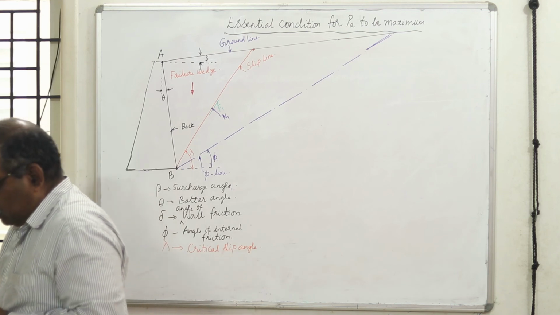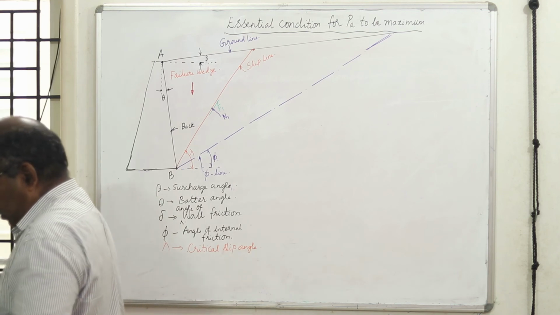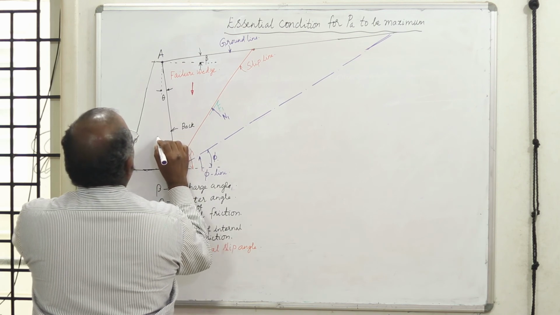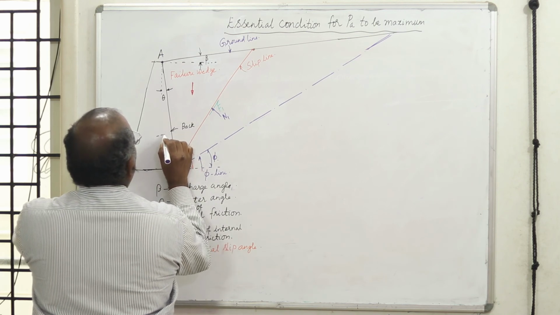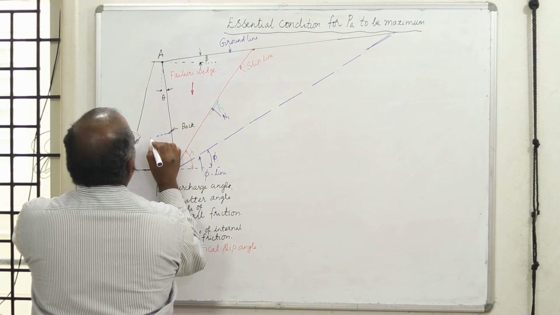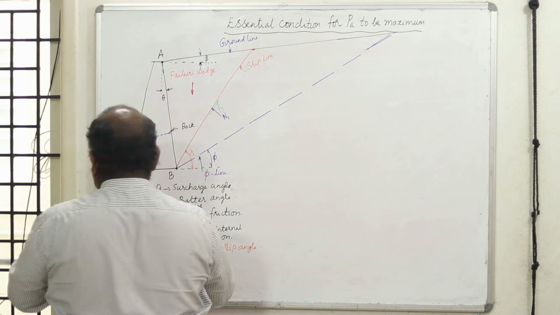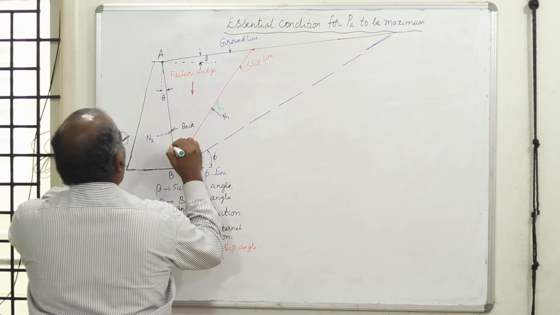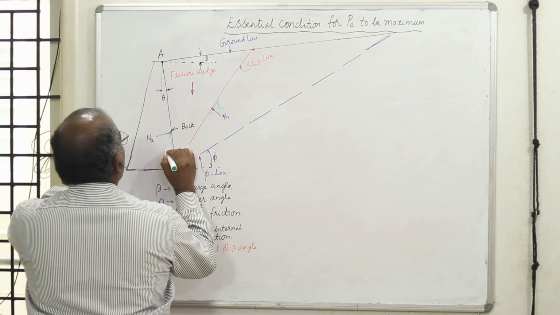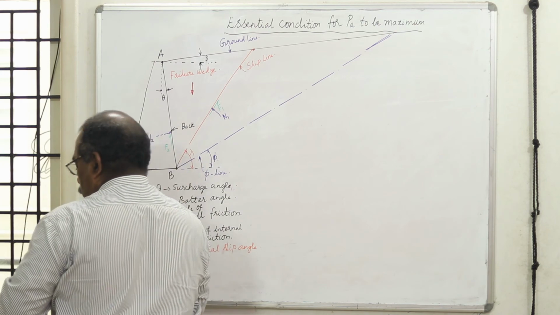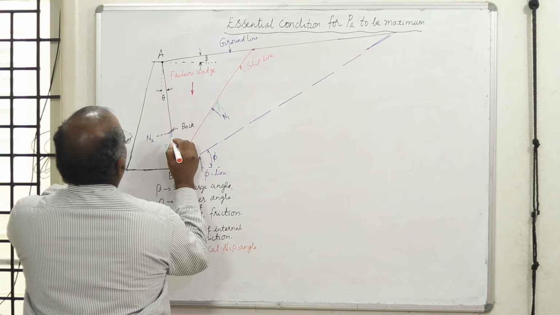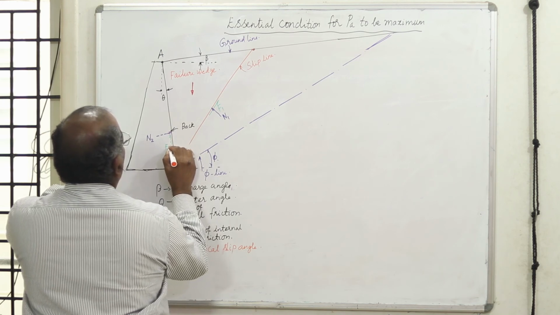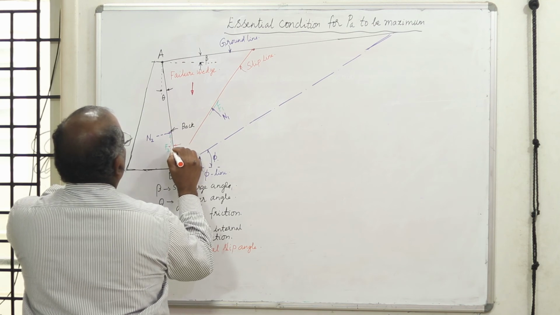Now we need to also analyze this. Okay, now you got a normal reaction here. This is N2. There will be a friction force here. This is F2. Now if I try to drop a vertical here, this angle is theta.